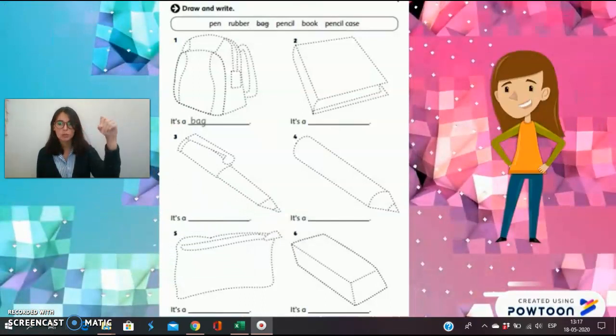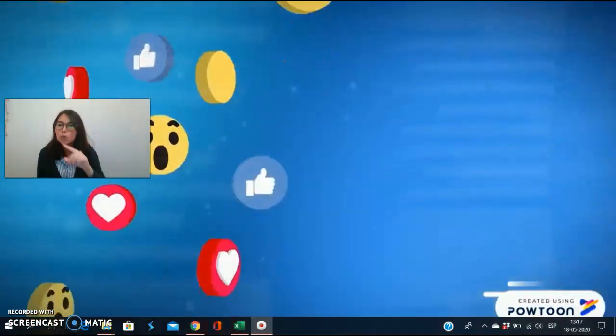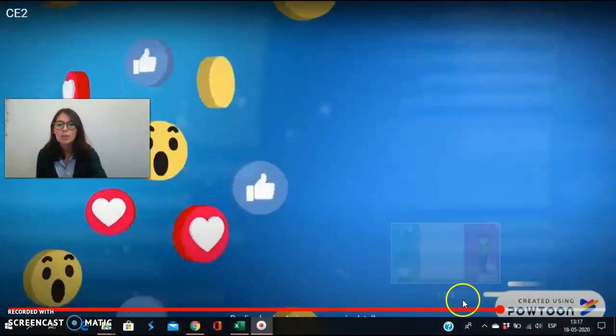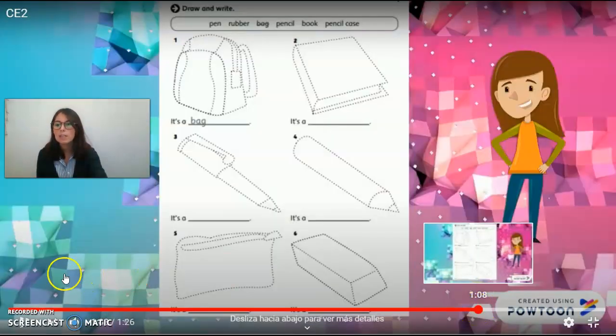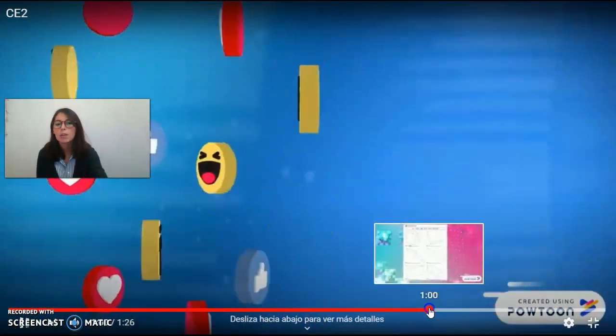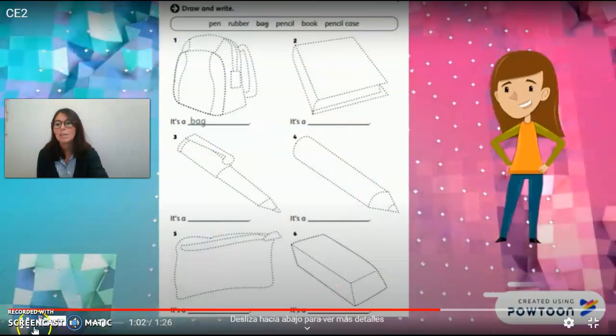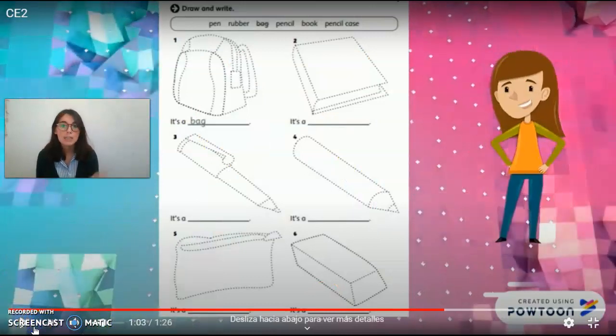And finally, we're going to do this writing. So this time you're going to draw and write. Because these drawings are not complete. Can you see them? There you go. These drawings are not complete. Can you see? They're dotted. So you draw them over. You follow the line to complete the drawings and you write down the correct word. So number 1, it's a bag and you draw and you color the bag.